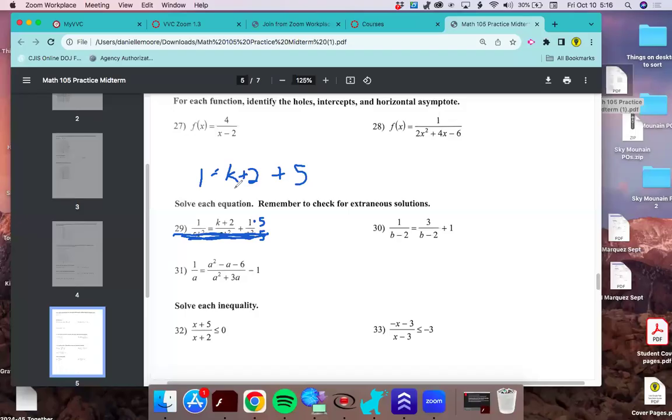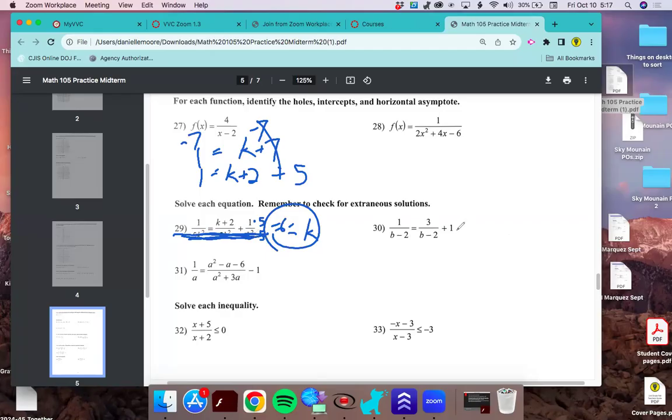And then a 7, so we have 1, and then minusing the 7 over there. We get k equals 1 take away 7, which is negative 6. Looking good.